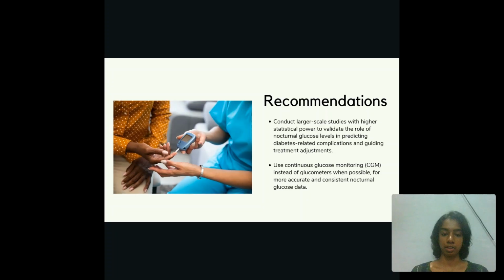We have a couple of recommendations to suggest based on our study. It mainly has to do with conducting more longitudinal studies to confirm the causal relationship between nighttime glucose and complication risk. Incorporating glycemic variability metrics into the treatment goals, especially TIR and coefficient of variation. Enhancing patient education on the importance of overnight glucose monitoring.